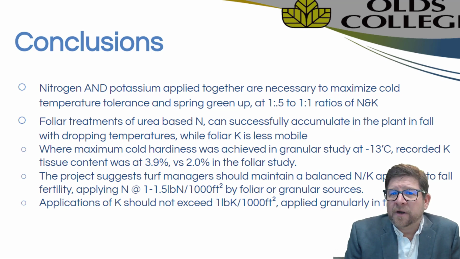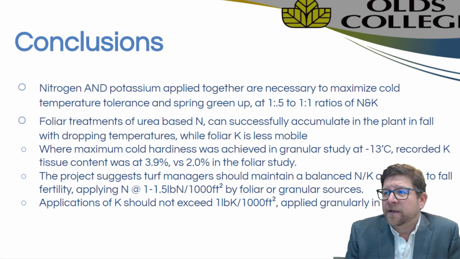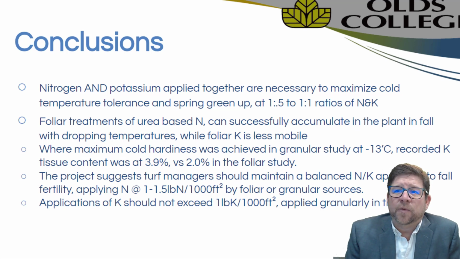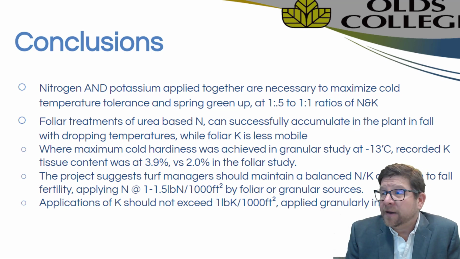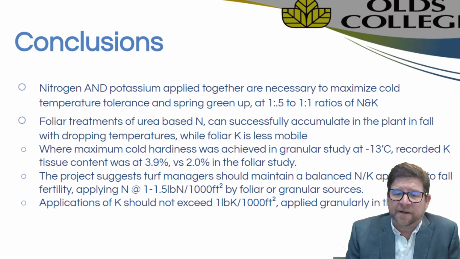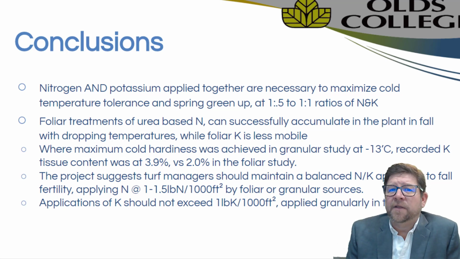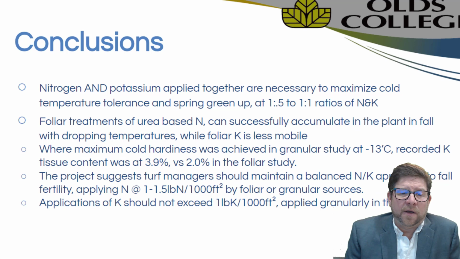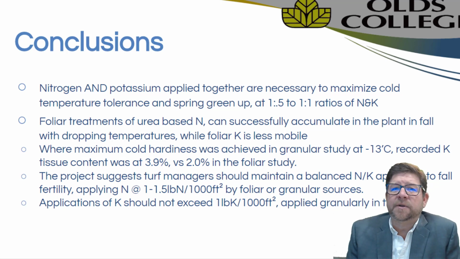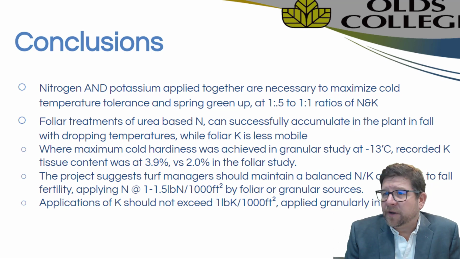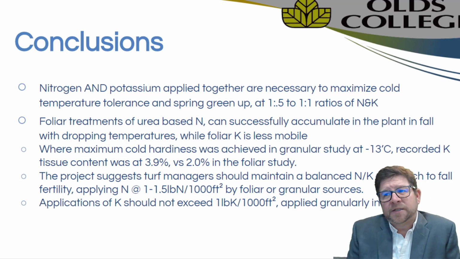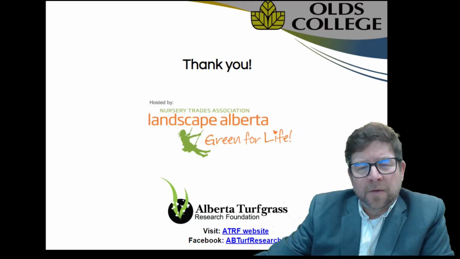Where maximum cold hardiness was achieved in the granular study at -13, when tissue content was at 3.9, our foliar study only made it to 2.0. So this implies that foliar absorption of potassium is less effective than the granular sources, and perhaps that has something to do with soil temperature, ambient temperatures. Nonetheless, this was our findings.